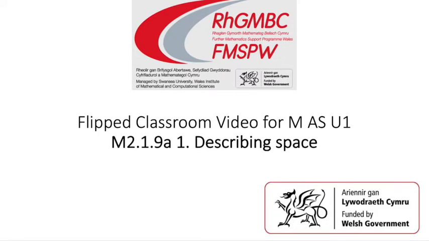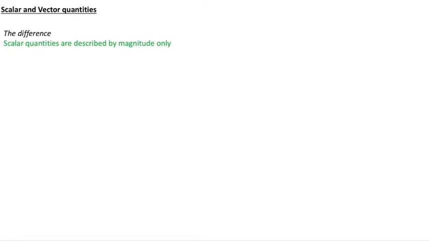Flipped classroom video for Maths AS Unit 1, describing space. Scalar and vector quantities. What's the difference between them? Well, scalar quantities are described by magnitude or size only, whereas vector quantities are described by both magnitude and direction.